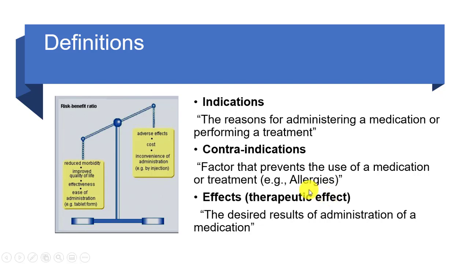So if I talk about the picture present here, I'm going to talk about the risk benefit ratio that is written here. We are always doing this when we prescribe or administer drugs: we are weighing these risk and benefit ratios. For example, if the risks are adverse effects, costs, and inconvenience, then the benefits might be reduced morbidity, improved quality of life, effectiveness, and ease of administration. So in this particular case, the benefits outweigh the risk, therefore we can go forward with administering the drug. But if the risks are greater than the benefits, then we might not give the drug. So we are always doing this quantification, using this scale to quantify these decisions and to understand what we are trying to do.